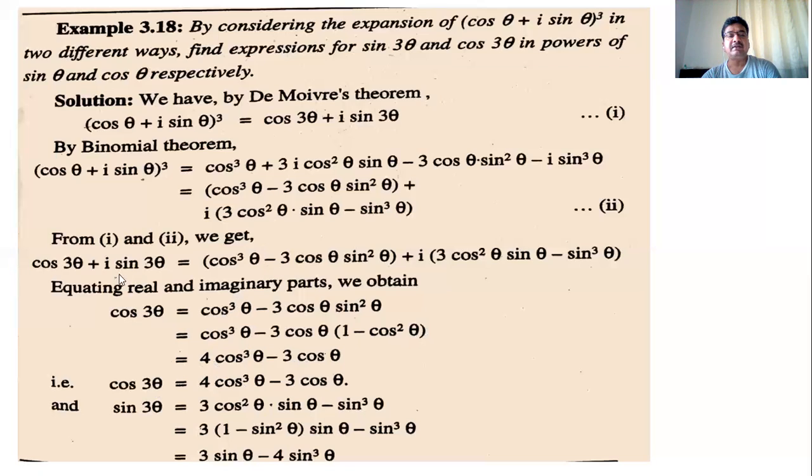Then compare the imaginary part, that is, in the LHS the coefficient of i is sin 3 theta, and in the RHS it is 3 cos square theta sin theta minus sin cube theta.